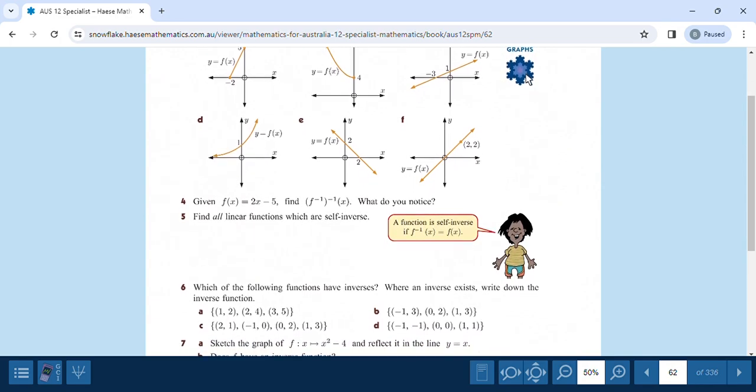Interestingly, in E and F, you're going to find that when you find the inverse of those, it'll be the same graph, because if you reflect E and F in the line y equals x, it'll be the same graph that you have.